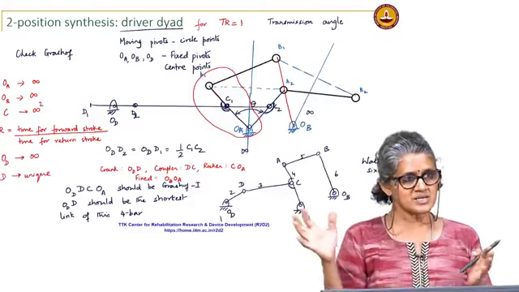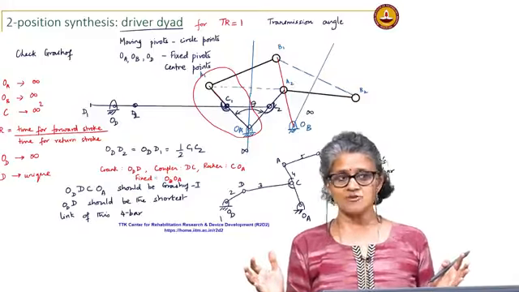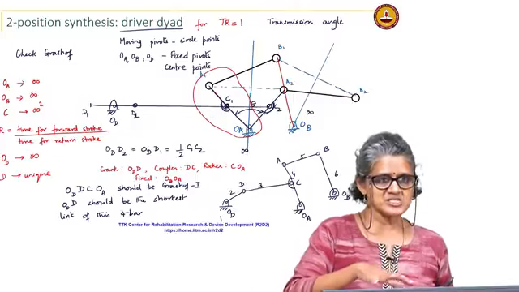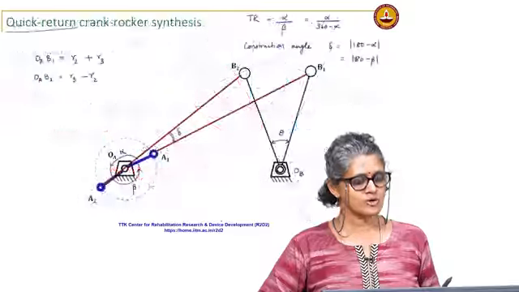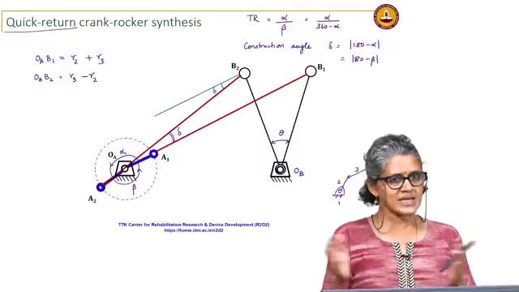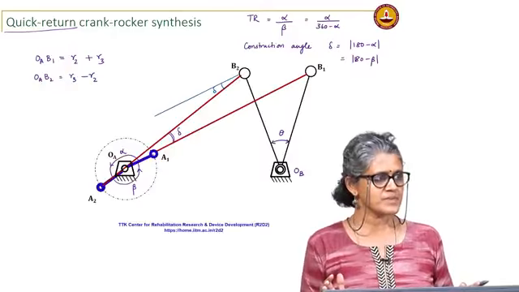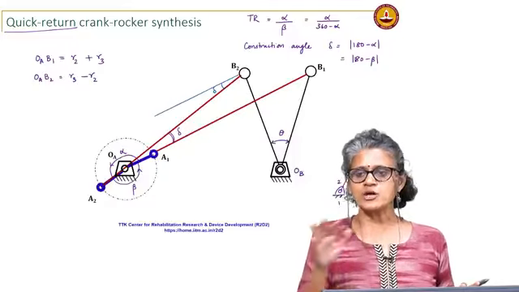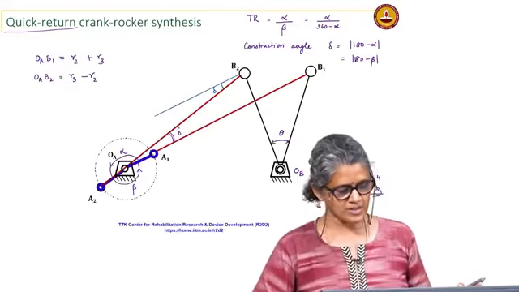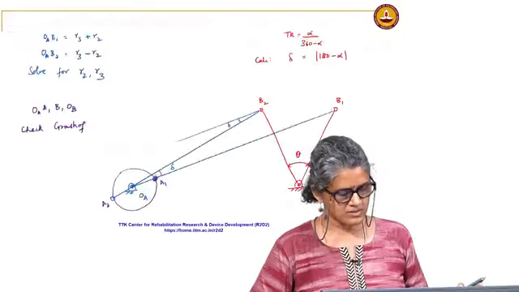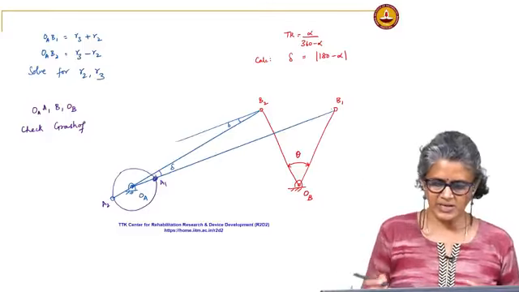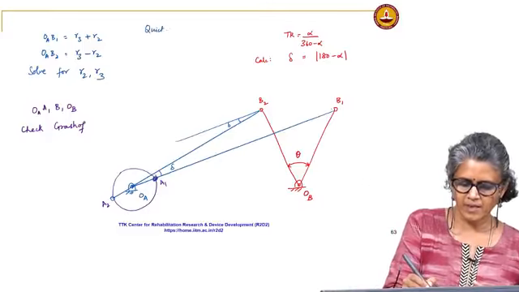So, for motion generation I cannot change the scale of the linkage that I design and expect it to perform the same function. For function generation, or if I am just looking at rocker output, angular inputs and outputs, then by all means I can change the scale of the linkage and still retain the input output relationships. Okay. It is important to remember that. So, this is how you design a quick return crank rocker.